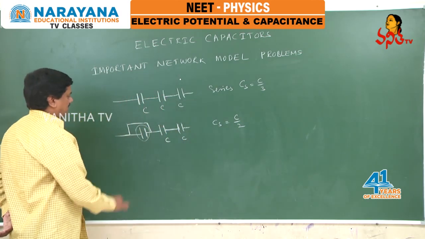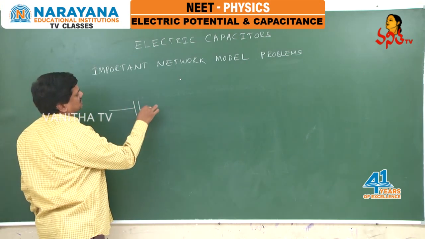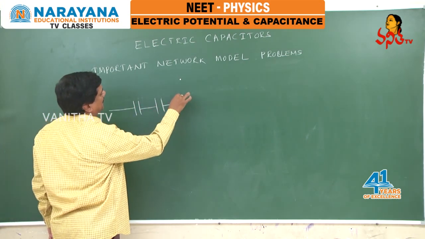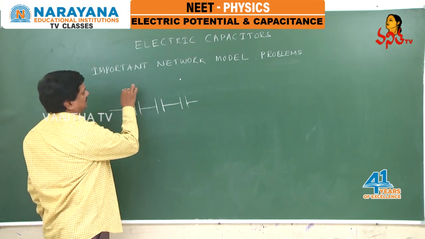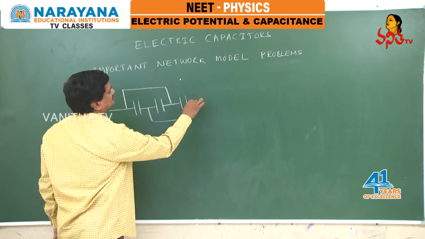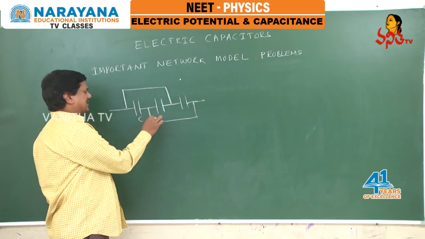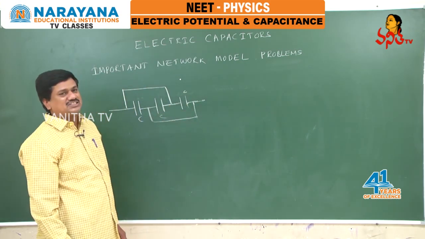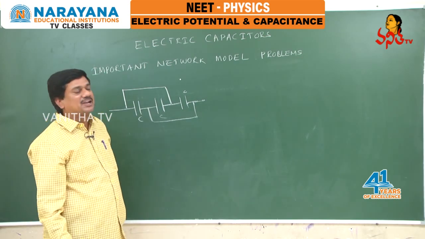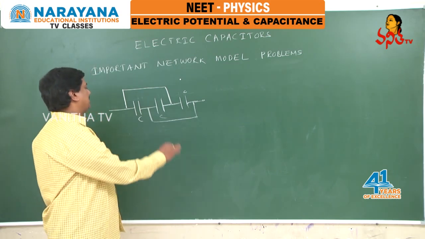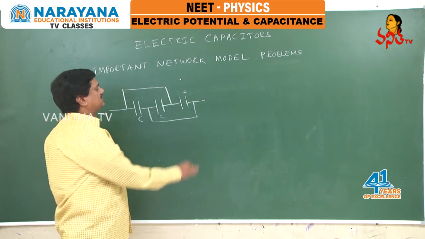Now, if three capacitors are joined like this, a big confusion arises. Assume that all are identical again. Are they in series? Maybe it appears to be in series, but they are not in series, they are in parallel. How are they in parallel? To decide this, let this terminal be positive and this terminal negative.